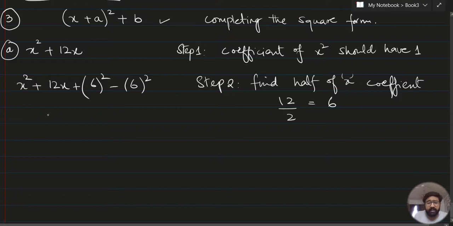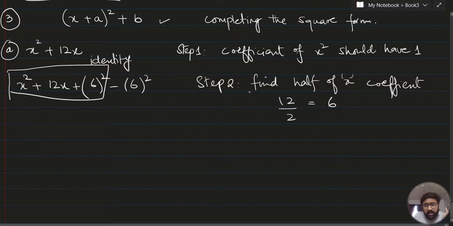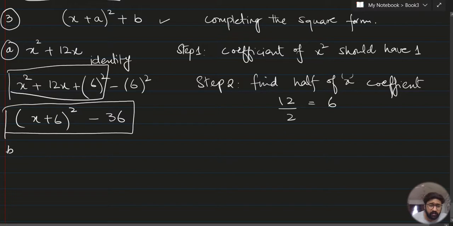What is the purpose of adding and subtracting? The first 3 terms are going to give you an identity, one of the 3 identities that you have studied in the previous books. For this specific part, the identity is identity number 1, and that gives x plus 6 whole square minus 36. Now if you look at this form and the final answer, you can correlate that both answers look exactly the same.